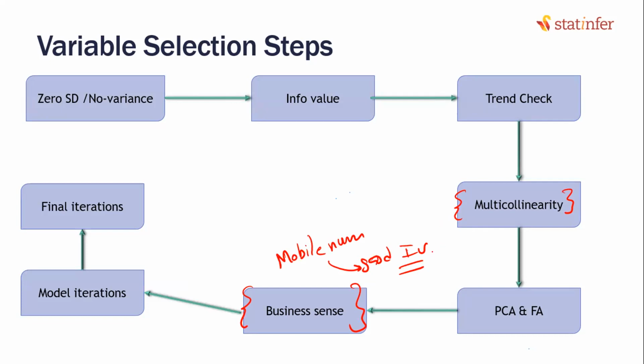Do you think that when you're deciding whether a person is a good person or a bad person, the mobile number matters? Would it start with 8 for good customers and 9 for bad customers? Can we draw such conclusions?